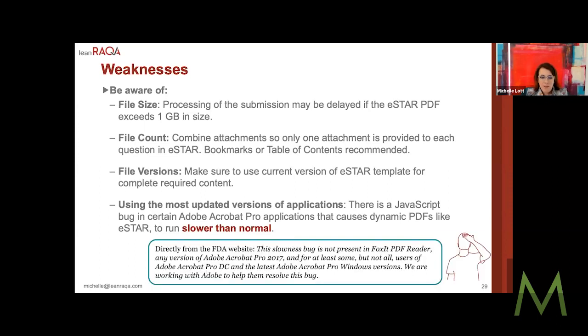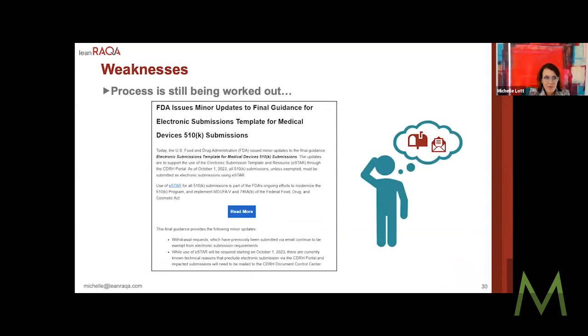And this is directly from the FDA website. It says the slowness bug is not present in Foxit or any version of Adobe Acrobat Pro 2017, and for at least some, but not all, users of Adobe Acrobat Pro DC. So we are working with Adobe to help them resolve this bug. So this process is still being worked out.